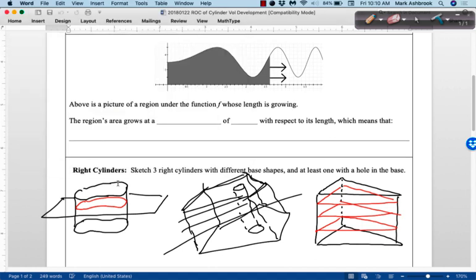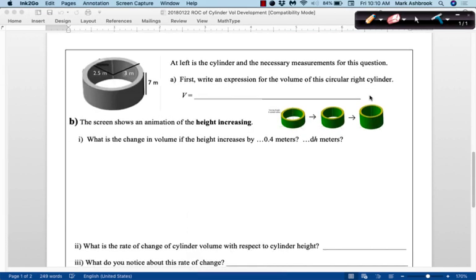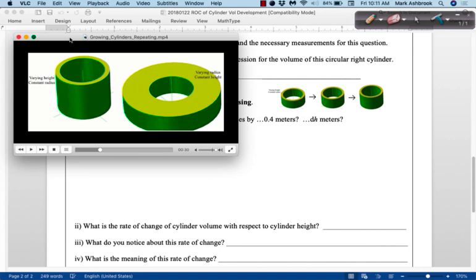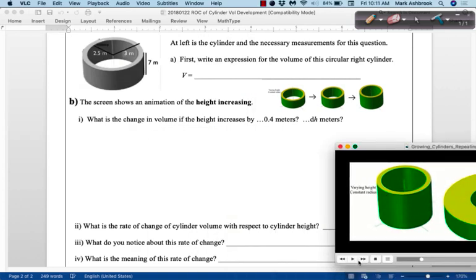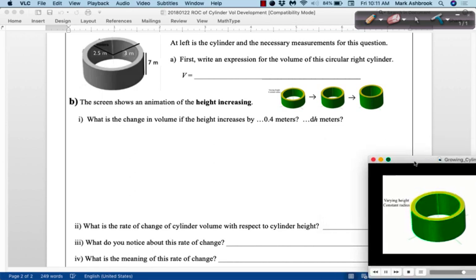So you can flip over your page. Just going to let this start running. You're imagining this is this. We're going to talk about this situation first, so I'm just going to leave it running there in the bottom corner. Starting with our typical shell, we're going to let that shell change in height. Here's a particular example: inner radius 2.5, outer radius 3, and height of 7. The first thing I want you to do is write an expression for the volume of that cylinder.